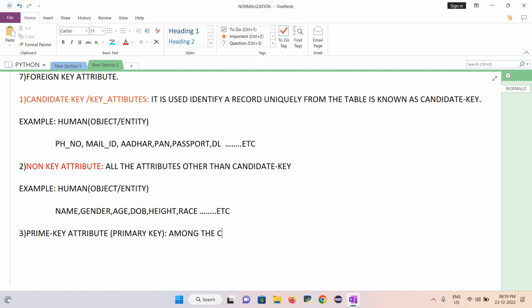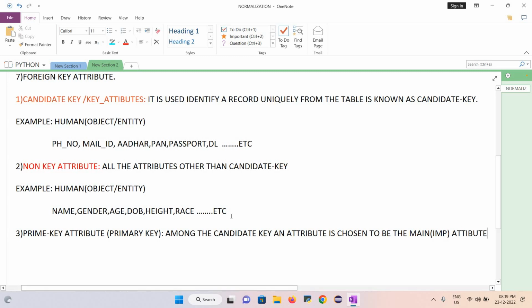So among the candidate keys, an attribute is chosen to be the main, or important, attribute used to identify a record uniquely from the table.